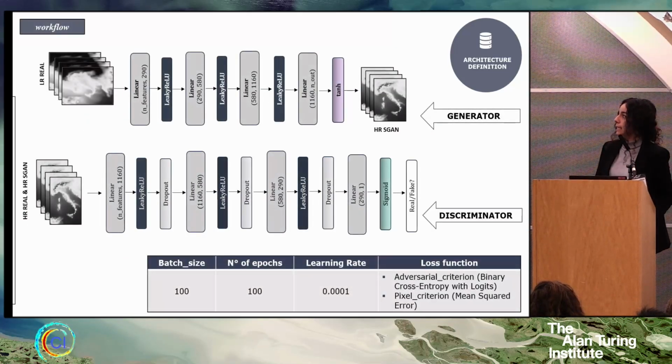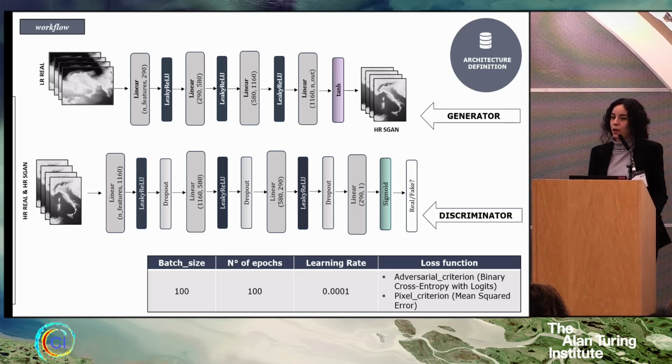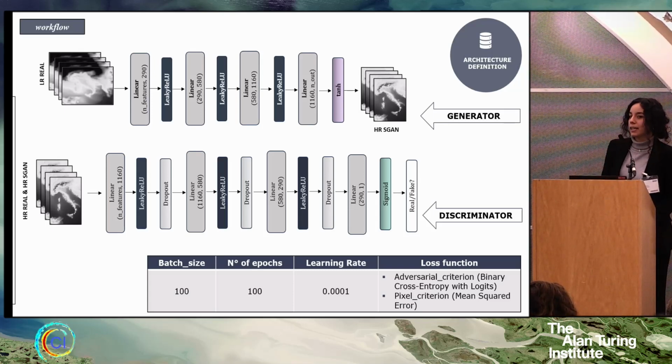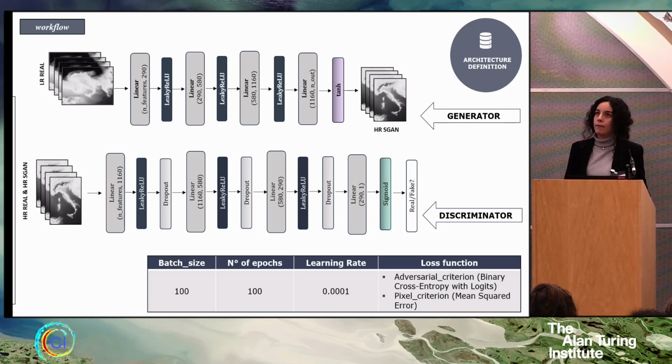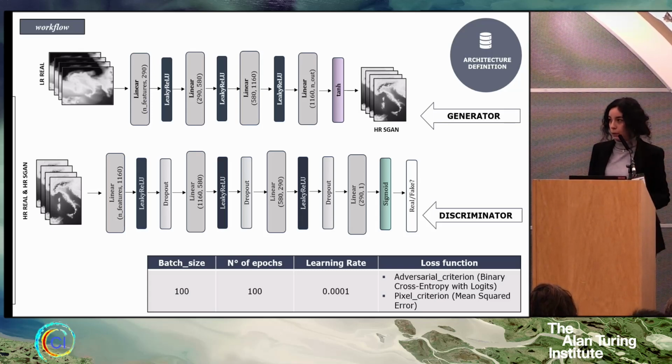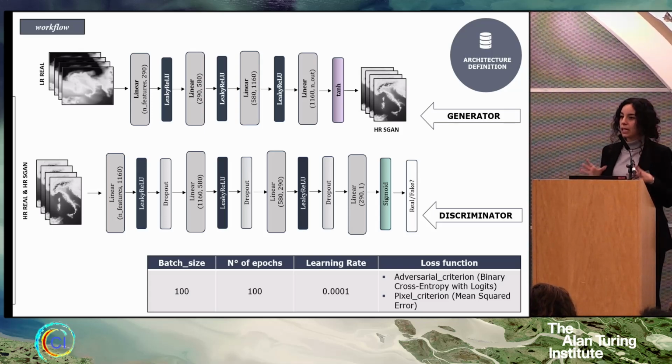In particular, this is the architecture of the generator and discriminator we developed. The generator is composed of 4 linear layers and a linear activation function, and in the last layer we have a hyperbolic tangent that gives in output values between -1 and 1, and then we denormalize this output with the empirical function. The discriminator is composed of 4 linear layers, a leaky ReLU activation function, and dropout. In the last layer, we have a sigmoid function.